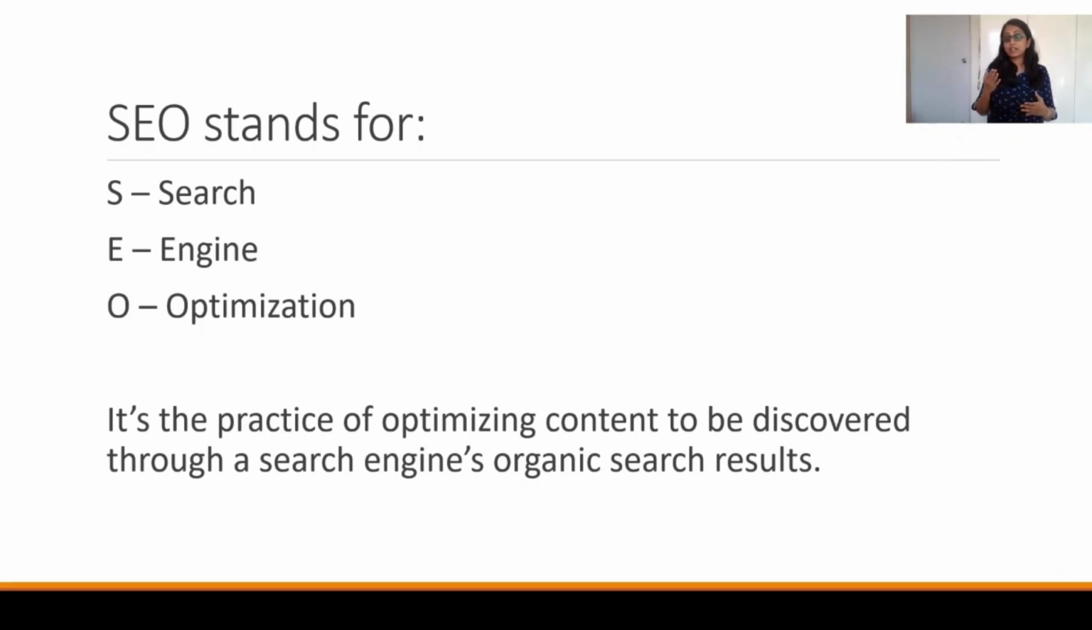So it's the practice of optimizing content. Now what kind of content are we talking about over here? It is website content. Now your website might have different types of content. It might have text, it might have images, videos and so on.